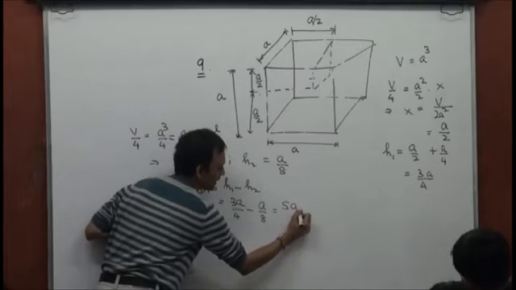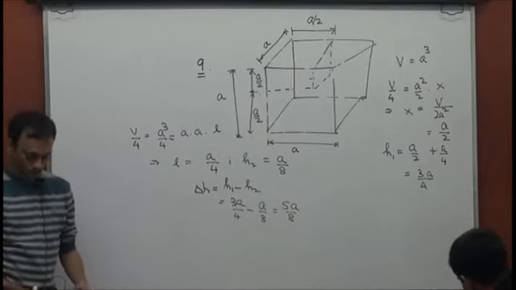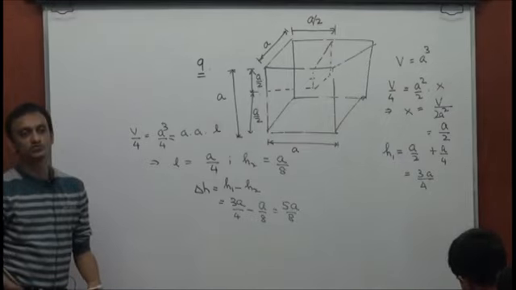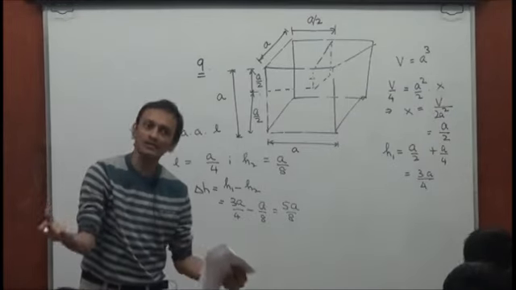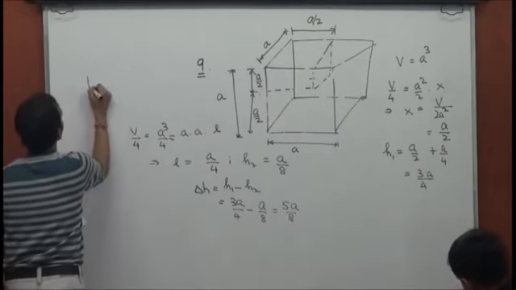Which is like 5A by 8. That's the fall in elevation. The work done by gravity in the process would be mg into the fall in elevation. mg into the fall in elevation would be the work done by gravity.